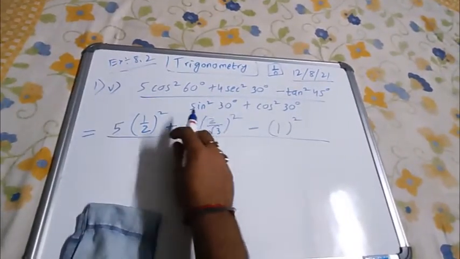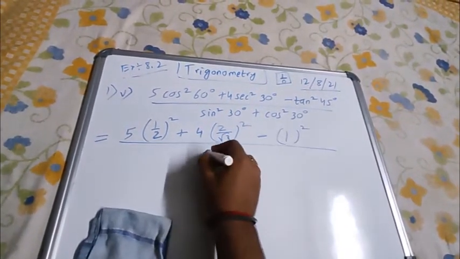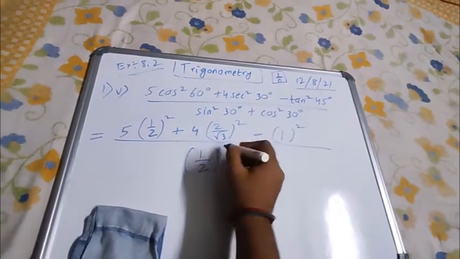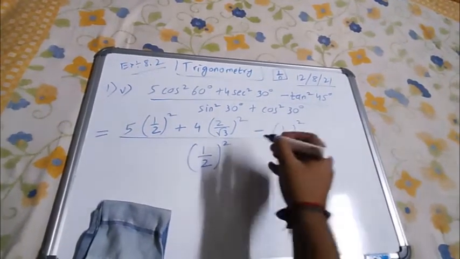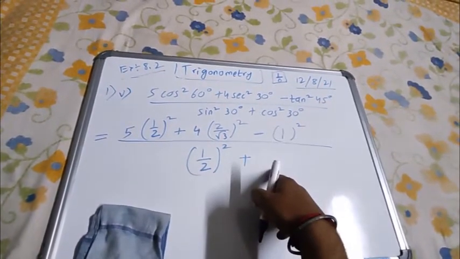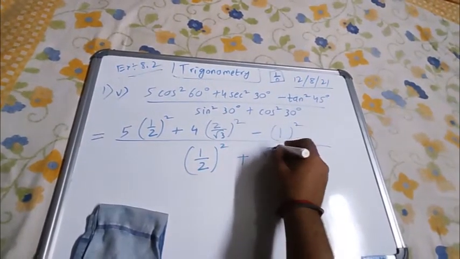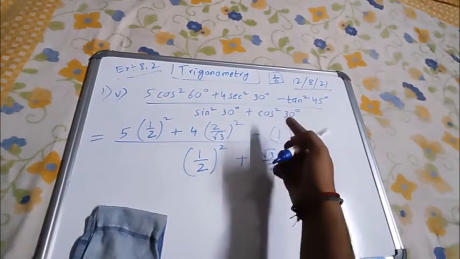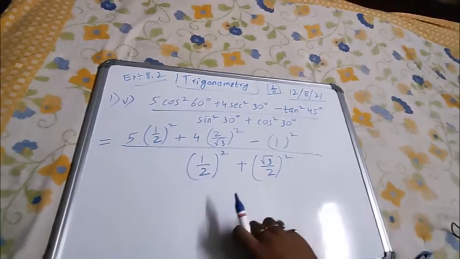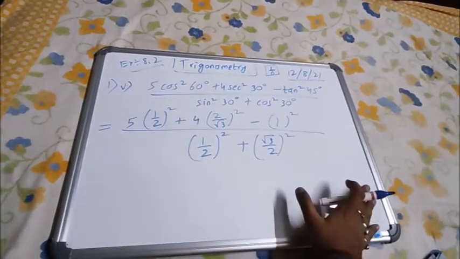Next, in the bottom, sine square 30 degree. Now sine 30 degree, we know the value is half. Since there is a square, we have to square this value. And again, cos square 30 degree. Now cos 30 degree is root 3 by 2. Now we have to do the squaring also, so square it. Now see, we have put all the possible values of the trigonometric ratios.